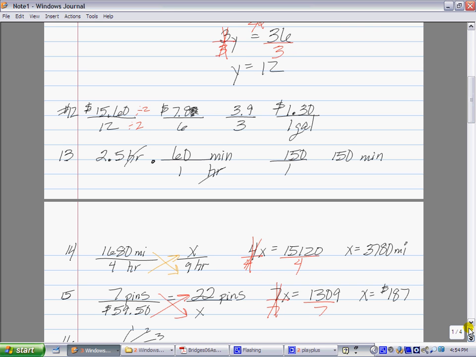So again, I will cross multiply, which gives me 7x equals 1,309. To solve for x, I simply divide both sides by 7, and I get my answer of x, which will be $187.